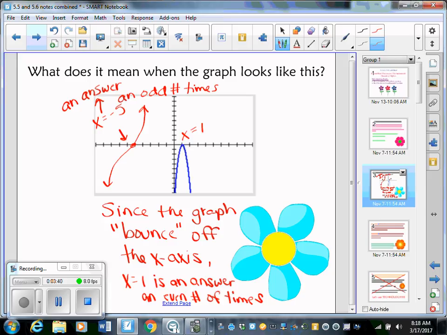Okay, so that's really the biggest thing, is to recognize when it bounces that it's probably an answer. It's at least twice. Could be 4, but usually just twice. Okay?